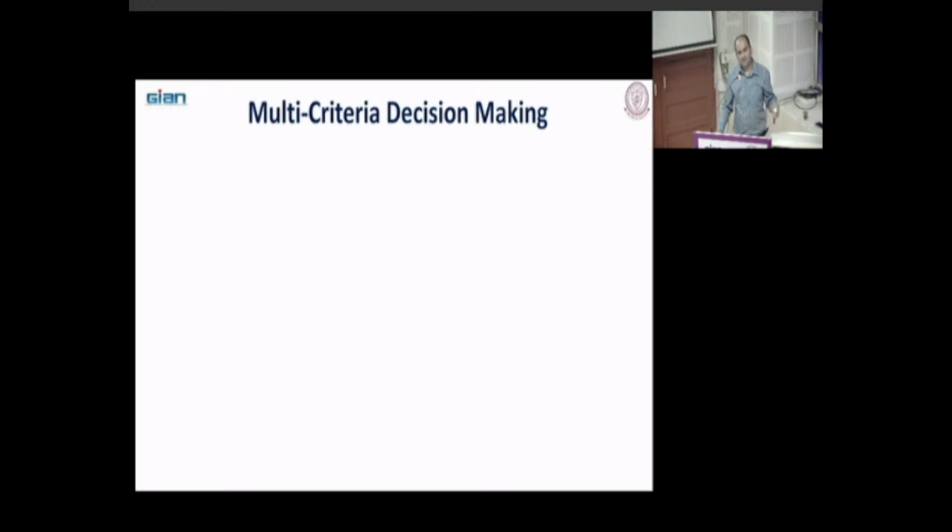Multi-criteria decision making. Any idea? Have you heard this term? What are the categories of multi-criteria decision making? Don't tell me the exact methods. I am asking you the classification of multi-criteria decision making. I know AHP, TOPSIS, yes. Do you know under which category they come?